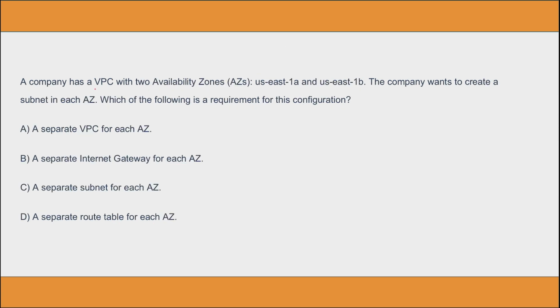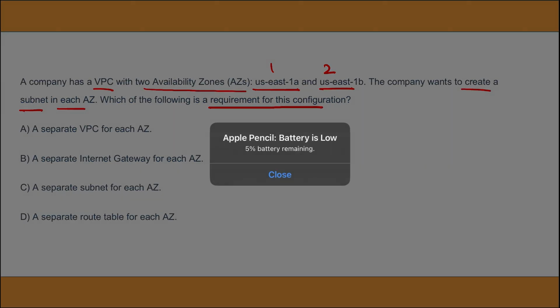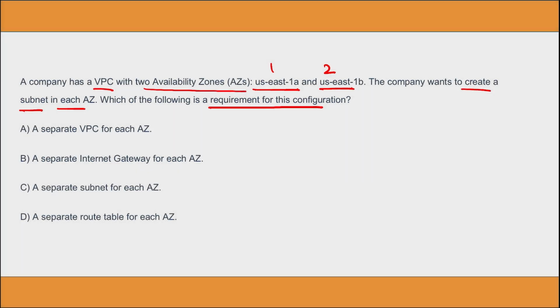Next, a company has a VPC with two availability zones, that is this and this. The company wants to create a subnet in each availability zone. Which of the following is required for this configuration? See, which of the following is required here? What is asked is that the company wants to create a subnet in each availability zone, right?